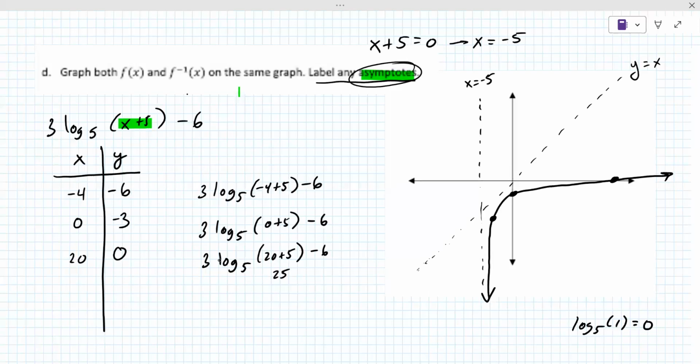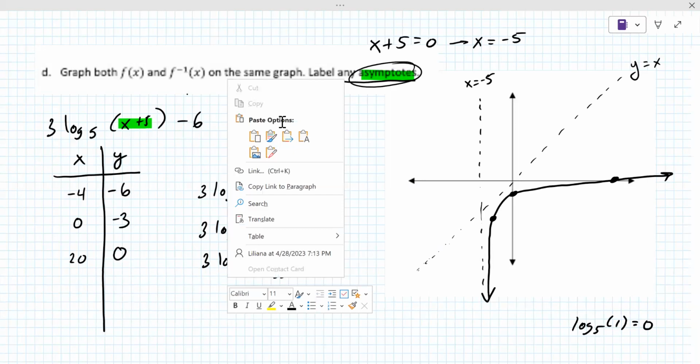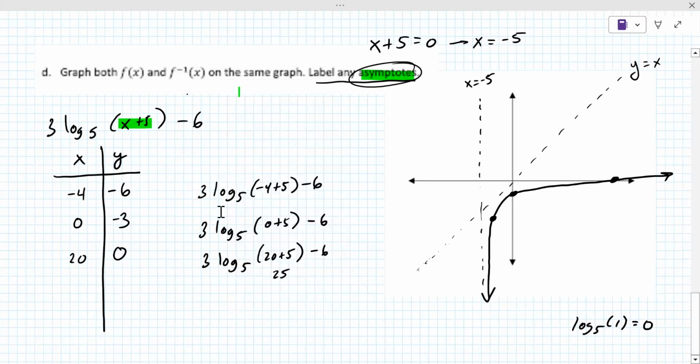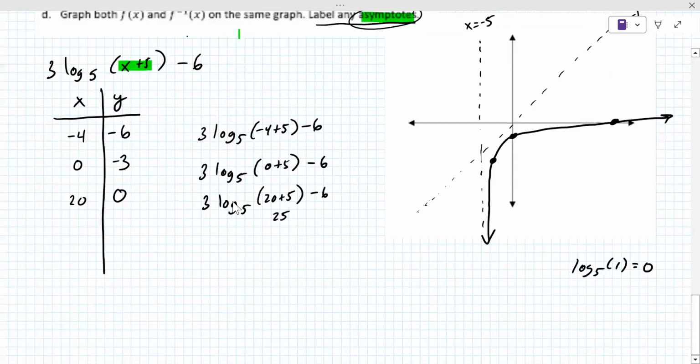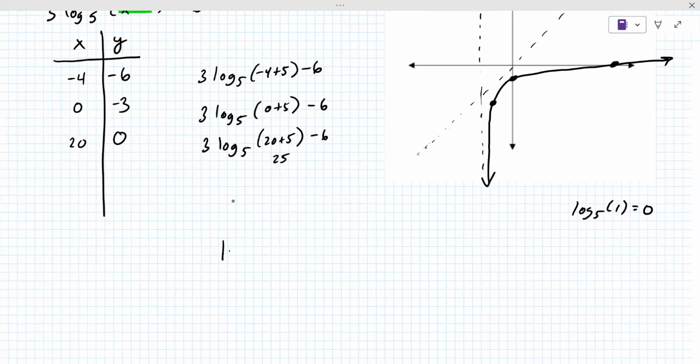Okay. Wait, so where'd you get the -4, 0, 20? Like, how do you pick those points? Yeah, good question. So there's a lot that goes into that. We know certain values of log base 5. We know log base 5 of 1, log base 5 of 5, and log base 5 of 5 squared, or 25.